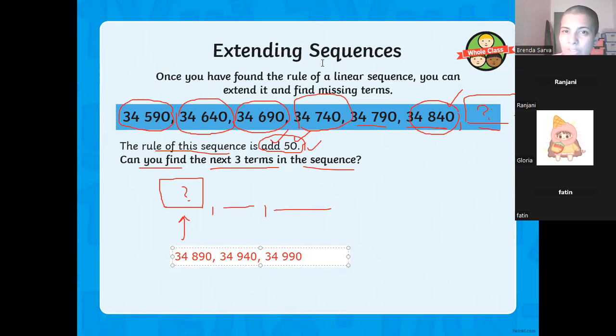So now what's new for you? What's new for you is now they tell you the rule and they ask you to find 3 terms or 5 terms of the sequence. You see that? Can you do that?